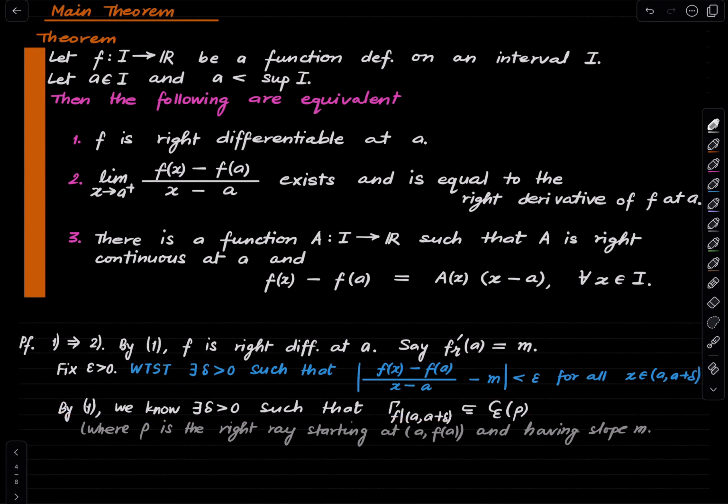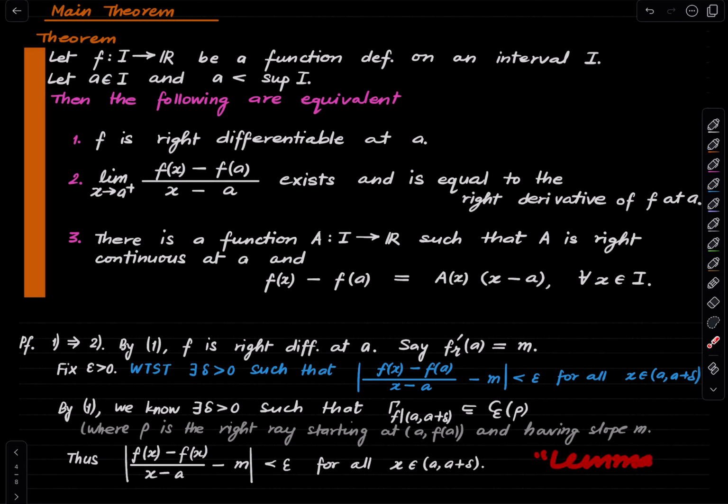What does that say? So thus this ratio is within epsilon for all x in this right deleted delta neighborhood. What just happened? We used our quote-unquote lemma that we talked about. If you just use our lemma, it shows that the epsilon cone about rho is some set, whatever that set was. If you just use the definition, you'll get this. Okay. So, yeah, this proves 2. And now we will do 2 implies 3.